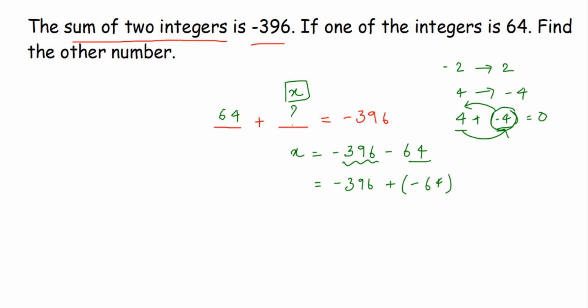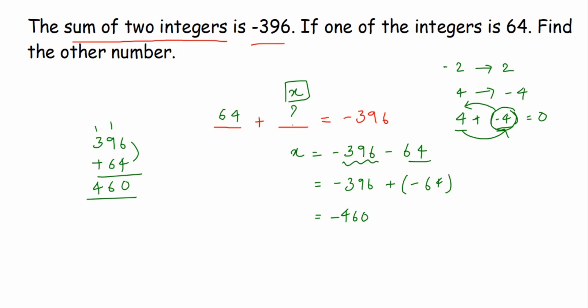Now you are adding two negative numbers. Both numbers are negative. From subtraction we changed to addition. When you add negative numbers, we add the numbers and the sign will be negative because both are negative numbers, and the result will also get a negative sign. So first we'll add these numbers, 396 plus 64. So 6 plus 4 is 10, 1 plus 9 is 10, 10 plus 6 is 16, and 1 plus 3 is 4. We get 460. Now this is after adding the numbers and the sign will be negative.